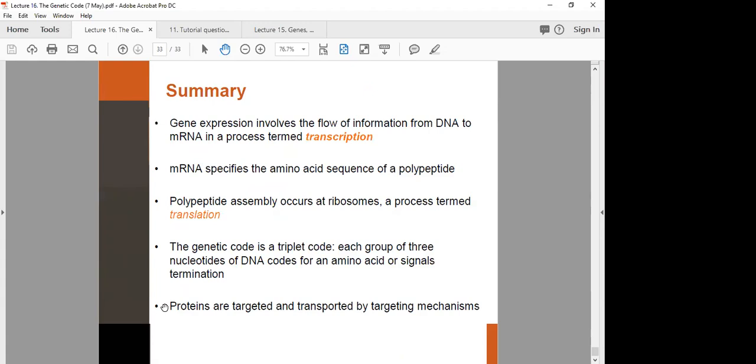Constantly, ribosomes are being made, genes are being expressed at different levels, in different cells, in different ways. There's so much more to this story, so much more to it.